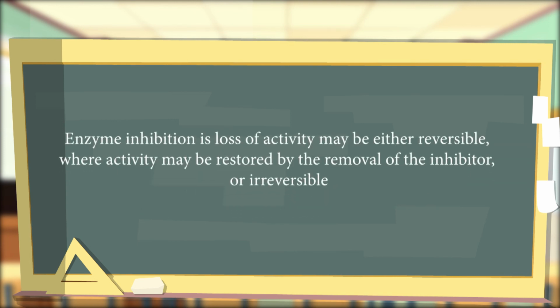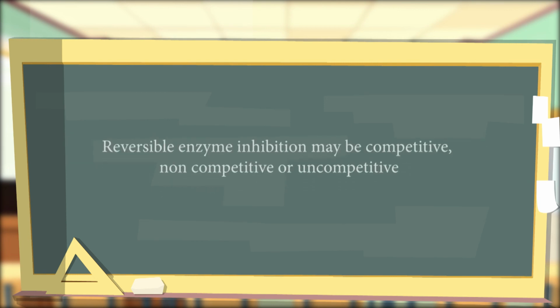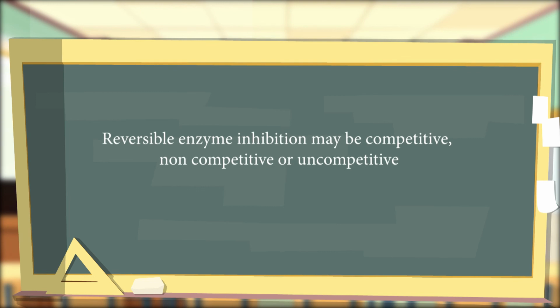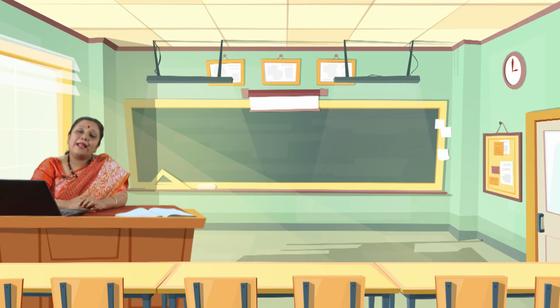Enzyme inhibition is loss of enzymatic activity. It may be irreversible, meaning permanent loss by making covalent interaction, or reversible, where with the removal of the inhibitor the enzyme can regain its own structure as well as function. Reversible enzyme inhibition may be competitive, non-competitive or uncompetitive, and inhibitors can be used for therapeutic as well as agricultural purposes. Thank you.